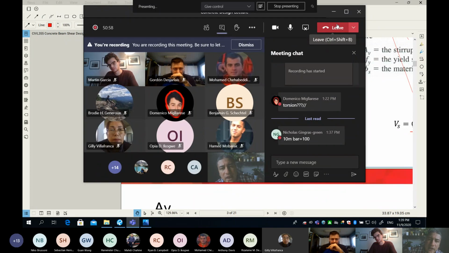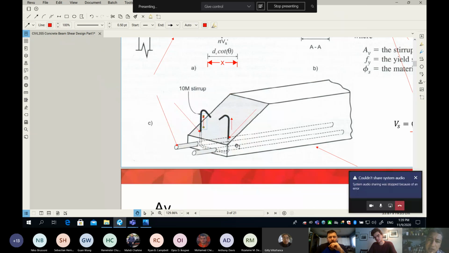We have 2 legs. And again, there is no more evidence and proof than the 3D picture. There are 2 legs going through the crack, and we need to tear apart 100 on this side and 100 on this side. So 100 per leg, which means A_V is equal to 200.